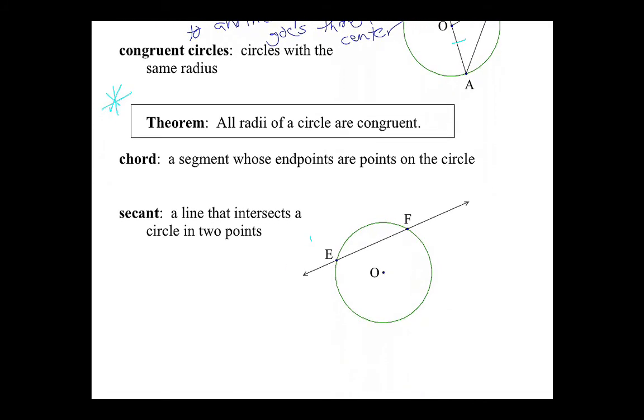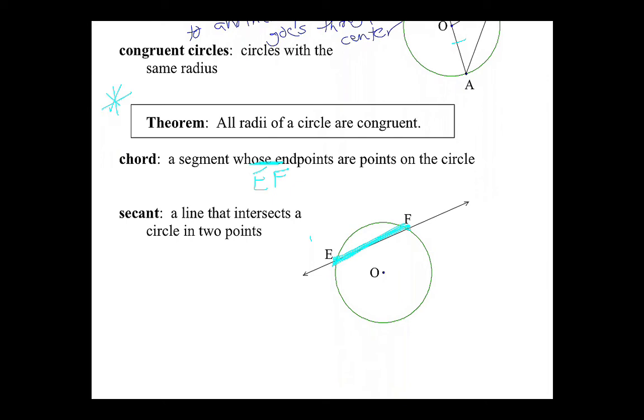Another definition we have is a chord. A chord is a segment that has its endpoints on the circle. But the difference between a chord and a diameter is a chord does not have to go through the center of the circle. So if you look at the circle down here, we have point E and point F on the circle. And when I connect them inside the circle, just this segment inside the circle would be the chord. So I would call this chord EF, which we could just say segment EF because it's like any other segment, just happens to be in a circle.